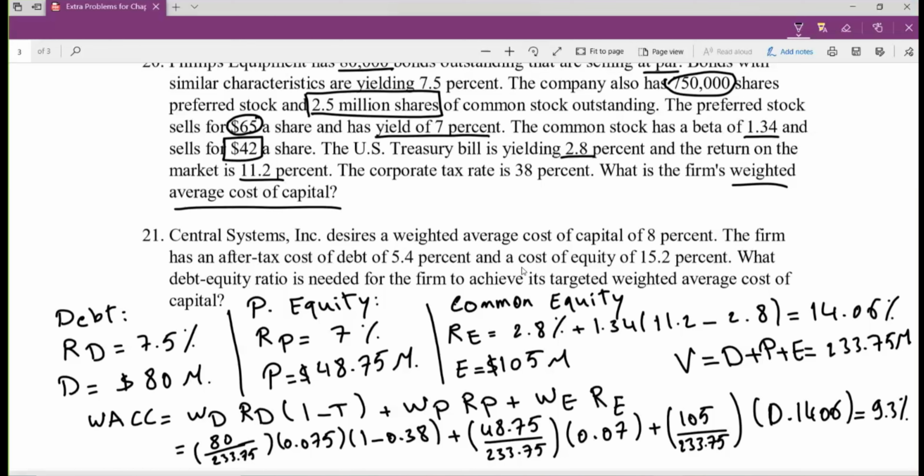Now for the last problem, 21. Central Systems desires a weighted average cost of capital of 8%. So here I have the WACC is equal to 8%. The firm has an after-tax cost of debt of 5.4%. So this is RD times 1 minus T is 5.4. The cost of equity RE is 15.2%. What debt to equity ratio is needed for the firm to achieve its targeted weighted average cost of capital?